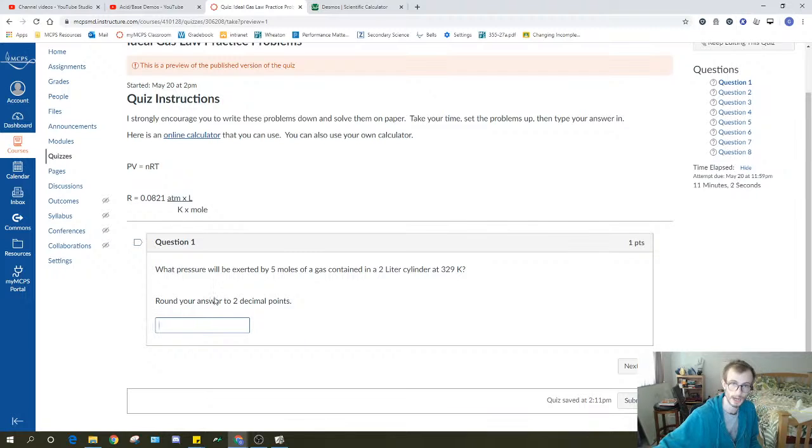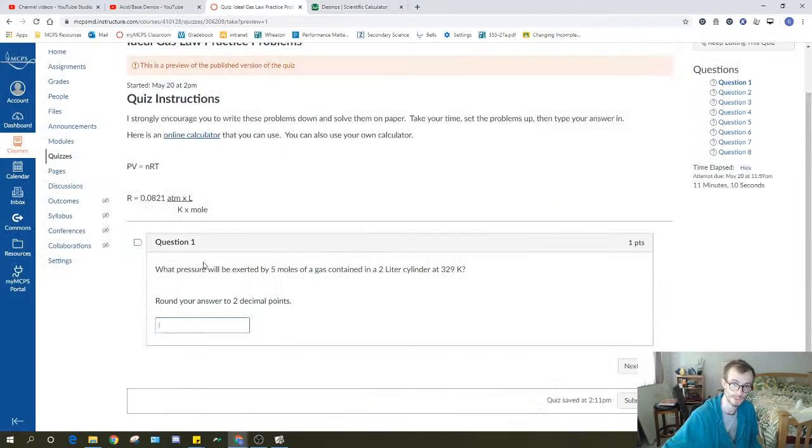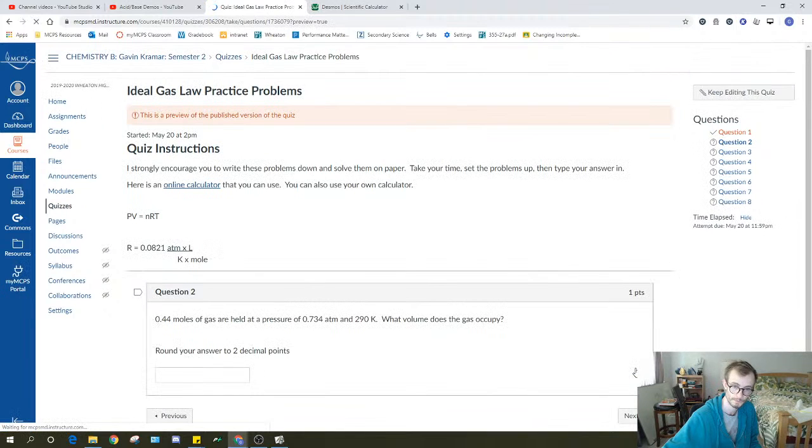So I should go get 1 more decimal point for my answer. So 67.53. So that's what it means by 2 decimal points. 67.53. We'll put that in here. 67.53. And then I would move on to the next problem.